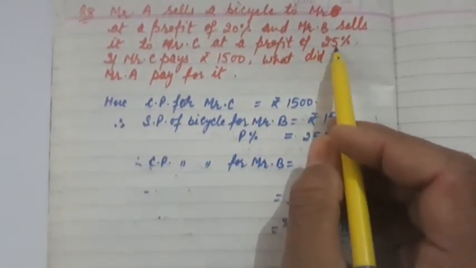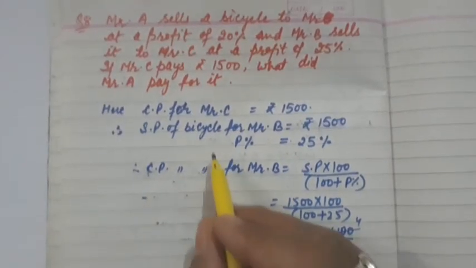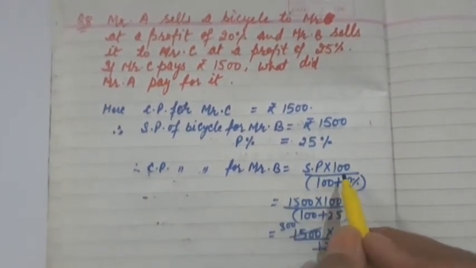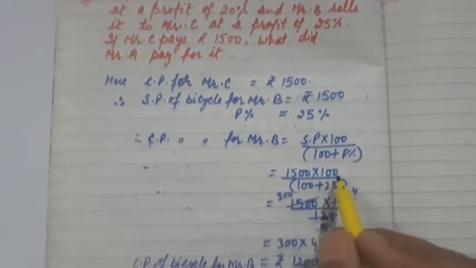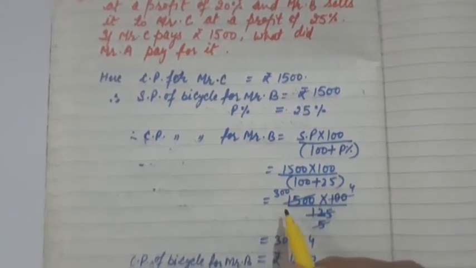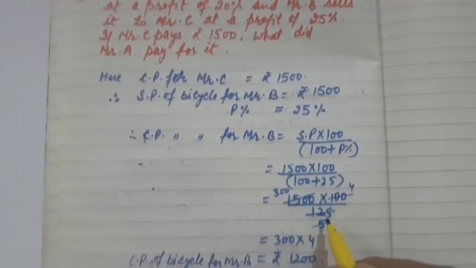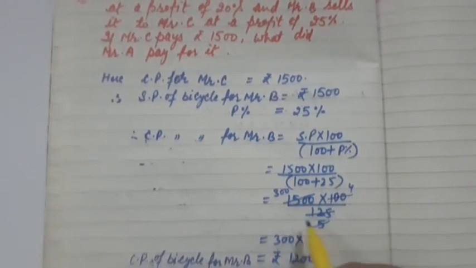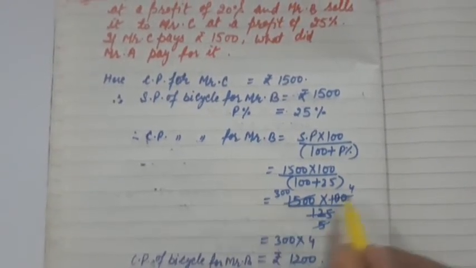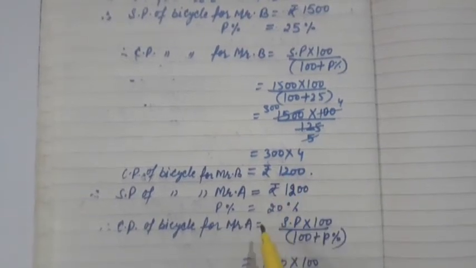Mr. B has a profit of 25%. So it means the CP of the bicycle for Mr. B becomes equal to SP into 100 upon 100 plus profit percent, which is equal to 1500 into 100 upon 100 plus 25, and it becomes 1500 into 100 upon 125. When we cancel, 25 4s are 100 and 25 5s are 125. 5 300s are 1500. So 300 into 4 is equal to 1200. It means the CP for Mr. B becomes equal to rupees 1200.